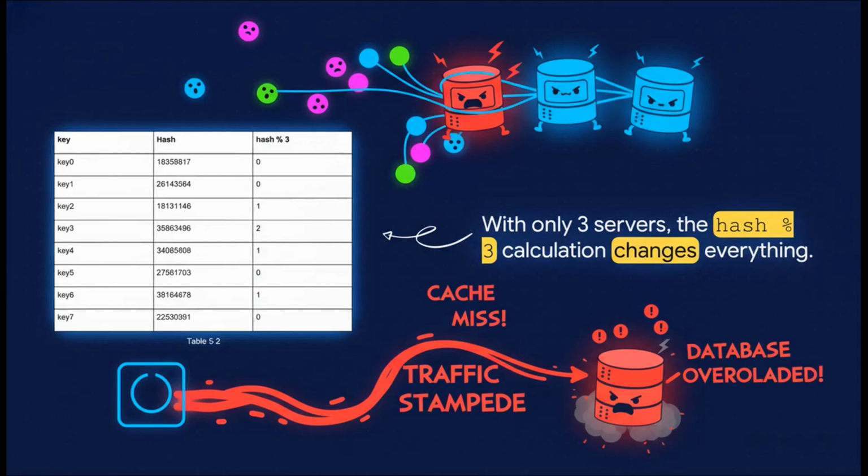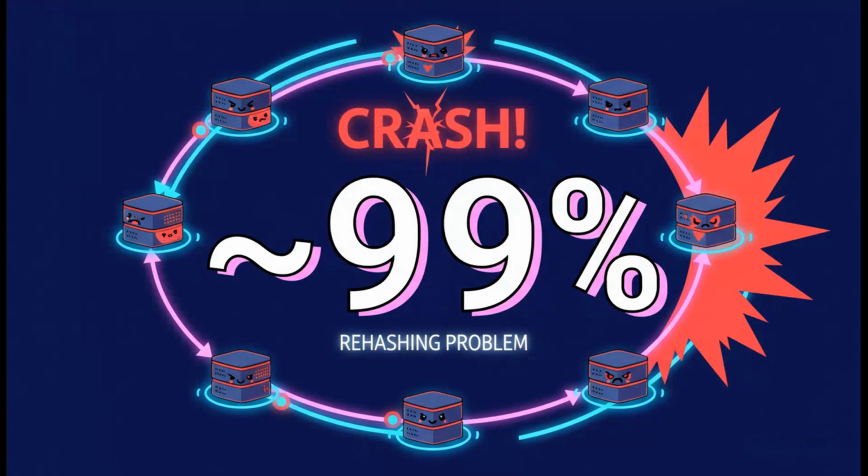And here's what that chaos looks like. Our formula flips from hash%4 to hash%3. And suddenly, nearly every single key maps to a totally different server. The data orbs start flying around like crazy, your cache becomes almost useless because every request is a cache miss, and all that traffic stampedes directly to your database, completely overwhelming it.